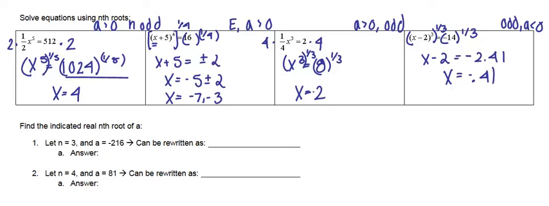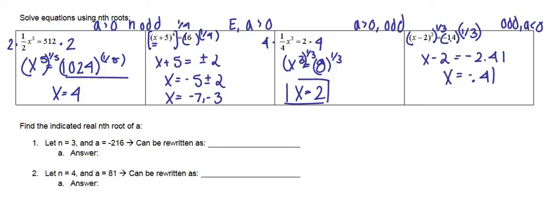Okay, taking a look at the third one, I'm going to multiply by 4 on each side, so it's going to cancel out my fraction. So I'm going to be left with x to the third power equals 8. And finally, I'm going to take the cube root of both sides. So I should have 8 to the 1/3 power equals 2. Since a is greater than 0 and I have an odd exponent, I'm only going to have 1 solution. So x equals 2 is my only answer.